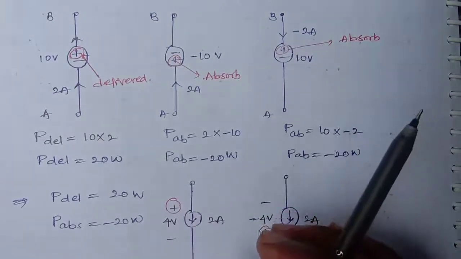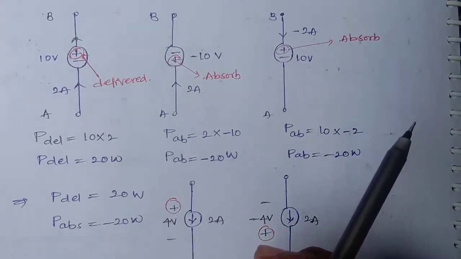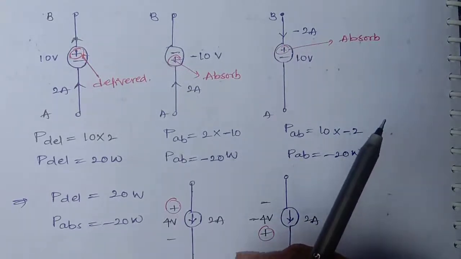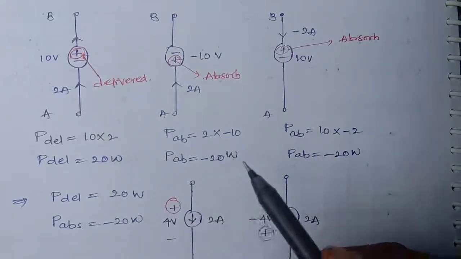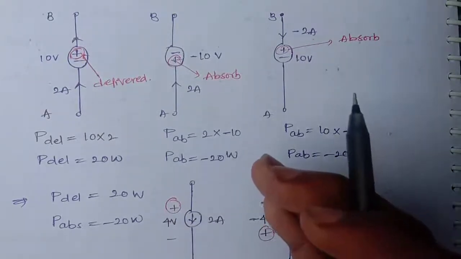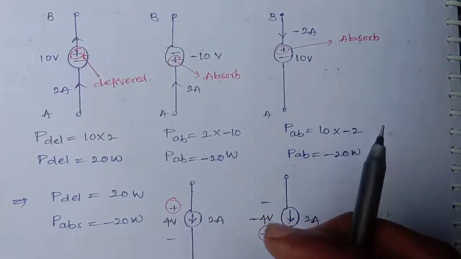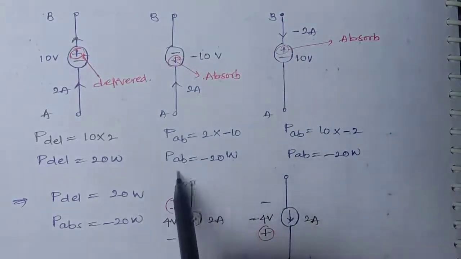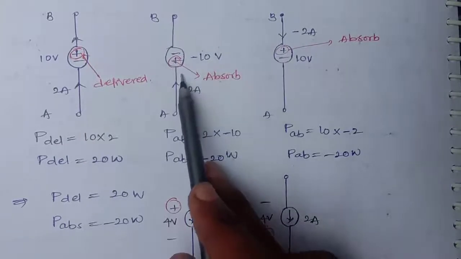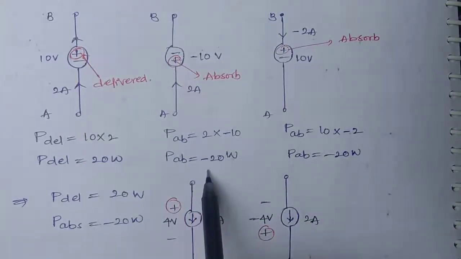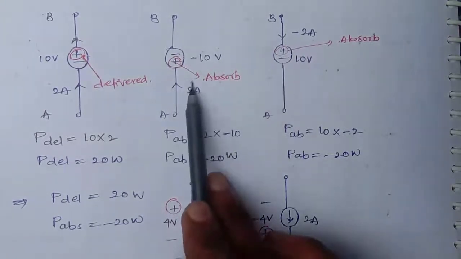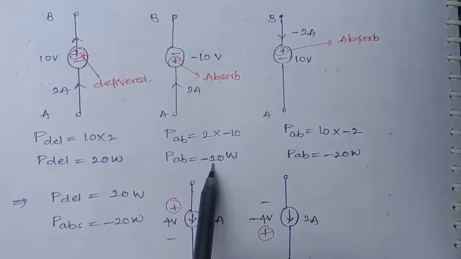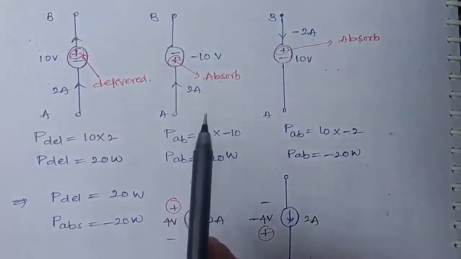In any case you can take, if any source is absorbing negative power, that means it is offering or delivering a positive power of the same magnitude. Okay, that means here we can see that this voltage source is absorbing negative 20 watt power. Okay, this is absorbing minus 20 watt power, that means it is delivering plus 20 watt power. Okay, similarly with the current sources.